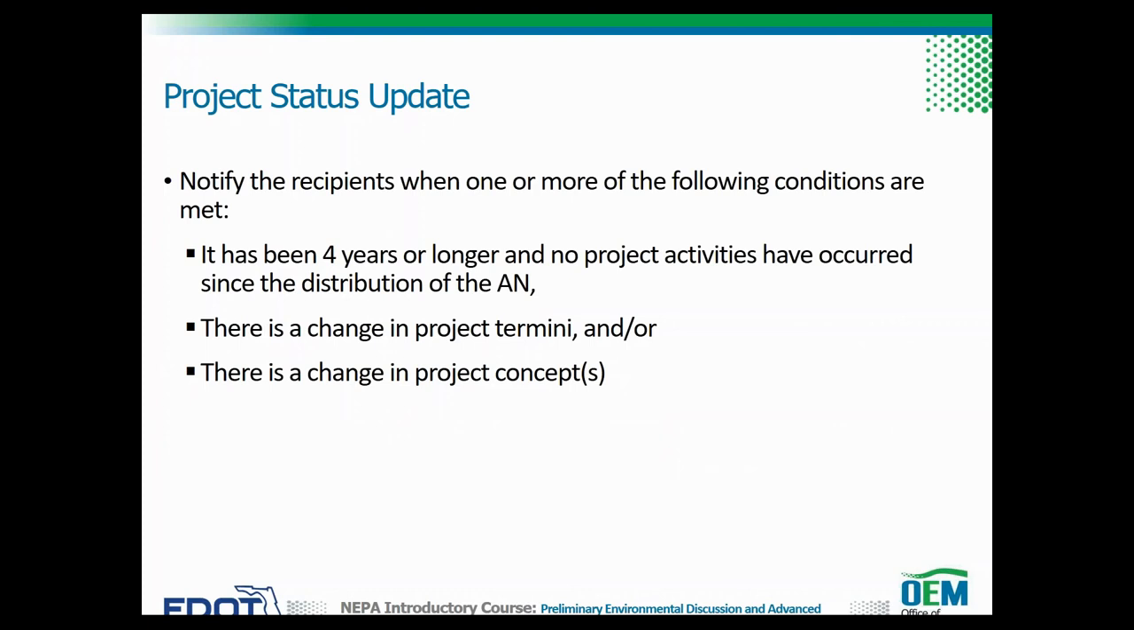Recipients of the programming screen notification and/or AN must be notified when: number 1, project activities resume after a break of 4 years or more and no project activities took place after the distribution of the AN. Number 2, there is a change in project termini, specifically if the termini are expanded, and/or when, number 3, there is a change in project concepts such as new or revised alignments, addition of a new interchange, or the addition of express lanes.